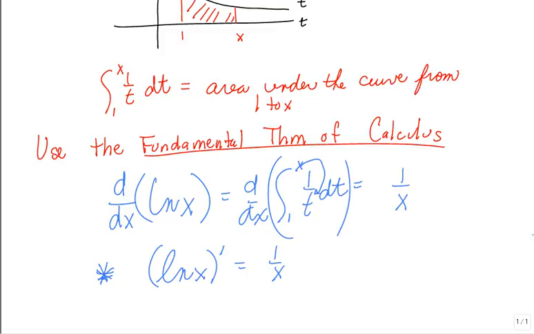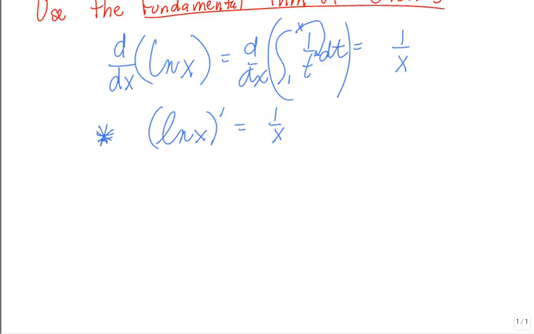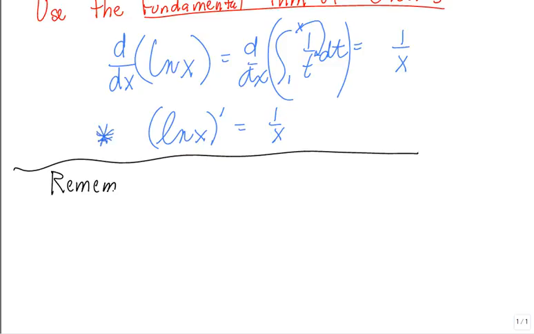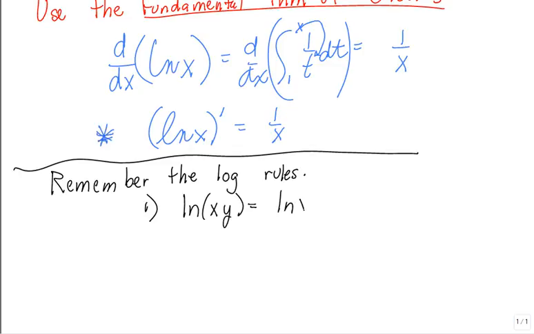Let's go back and remember the log rules from algebra. Well, ln of a product is the natural log of x plus the natural log of y. You can separate them out and add. Ln of division changes to subtraction.